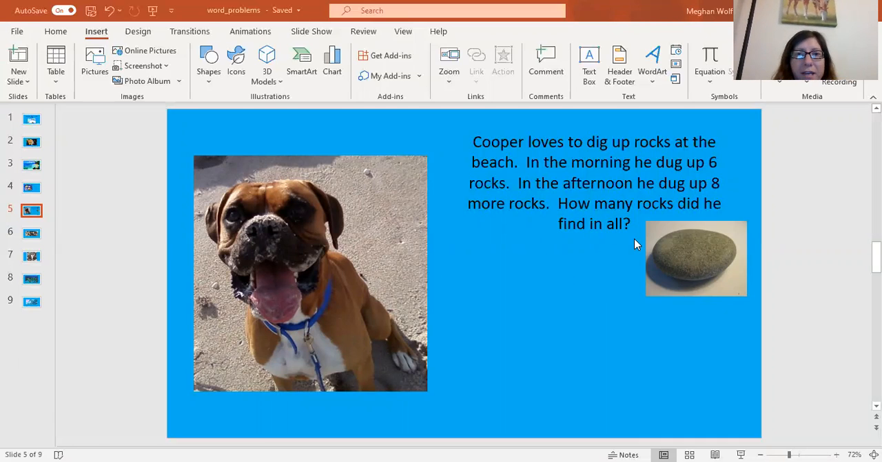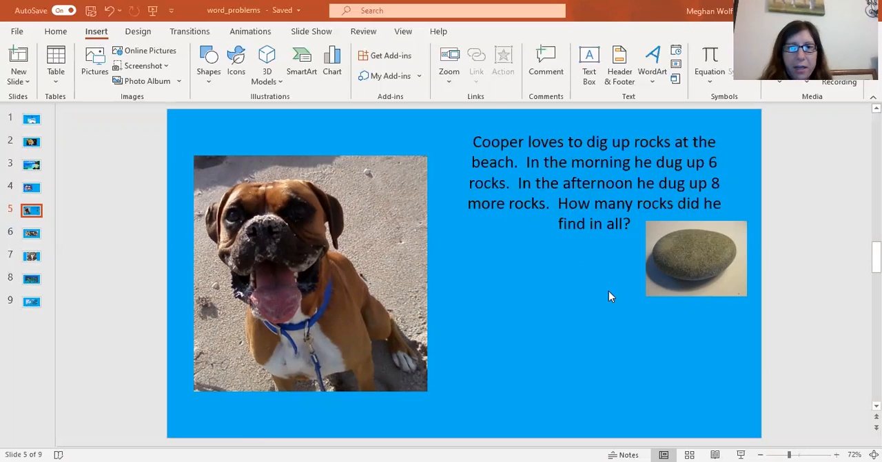So first off, we need to decide, is it addition or subtraction? And so we know that he dug up 6 in the morning, right? And then he dug up 8 more rocks in the afternoon. And it's saying, how many rocks did he find in all? So in all lets us know that we are adding, because we're adding the ones in the morning to the ones in the afternoon and putting them together to see how many rocks he has. So that would be addition.